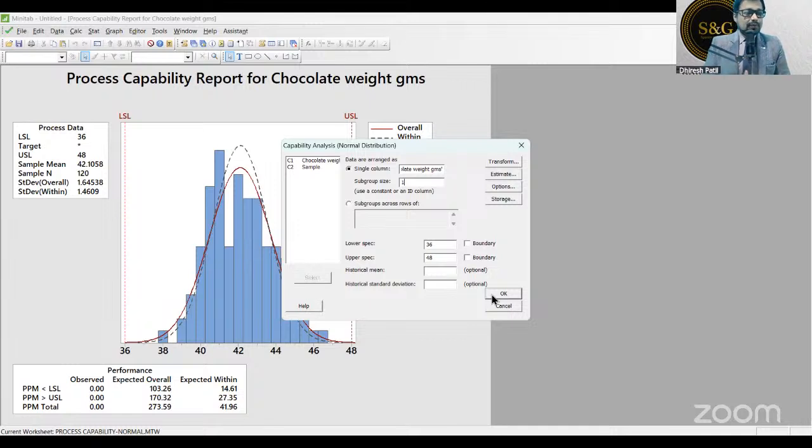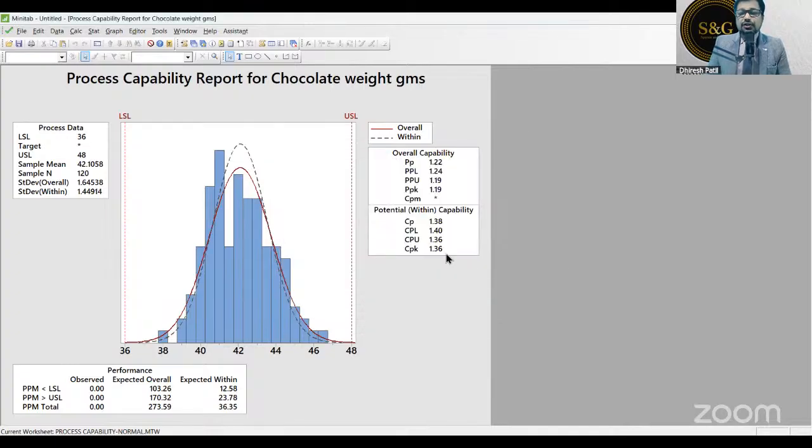Can we take subgroup of two? Let's take subgroup of two. Okay, not much difference it is making. If you take subgroup of two, that means the software will make the first two chocolates one group, the next two chocolates another group, and calculate in this way. What is overall and within?